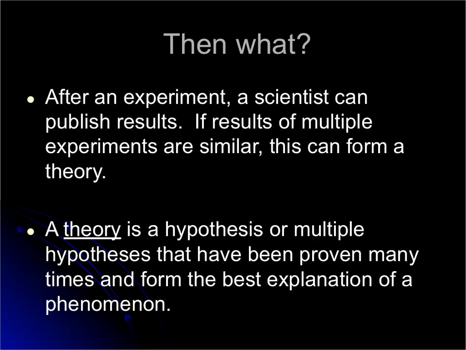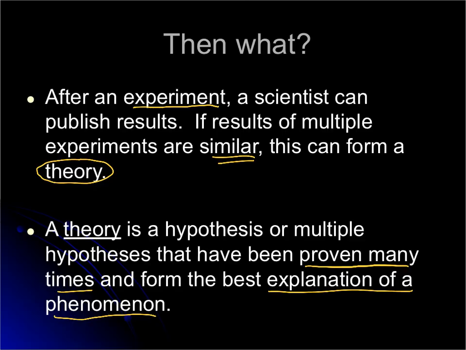If you have many different experiments that have published results and many of the results are similar, then you get a theory. A theory in science is many hypotheses that are similar that have been proven many times, and they are the best explanation for some phenomena in nature. So in science, a theory is extremely well proven because it has been proven many different times through many different experiments. That's different from a hypothesis. A hypothesis might be a new idea that's being tested, and a theory is a well-established idea that has been proven many times.